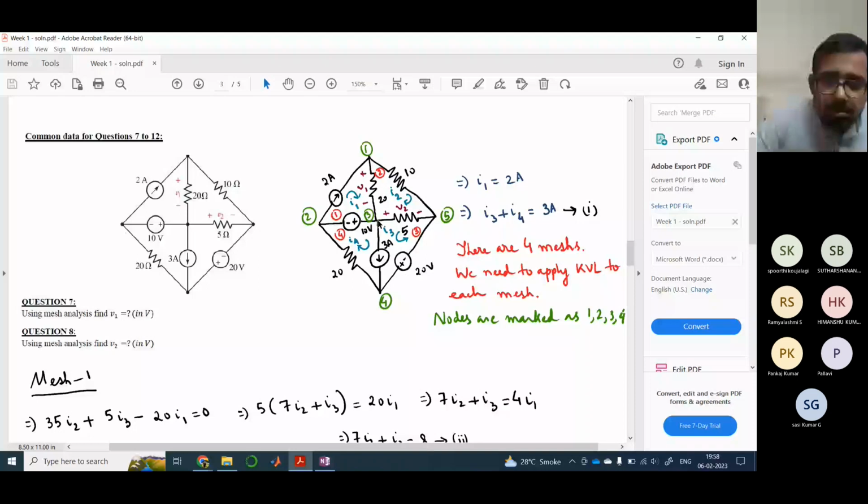And once you look at the direction of the flow of this current, I4 is entering the 3 ampere source, and I3 is also entering the 3 ampere source. So therefore I wrote I3 plus I4, right?